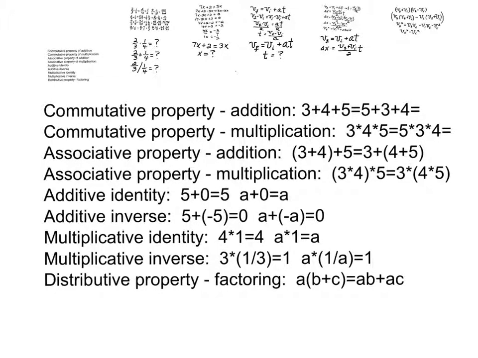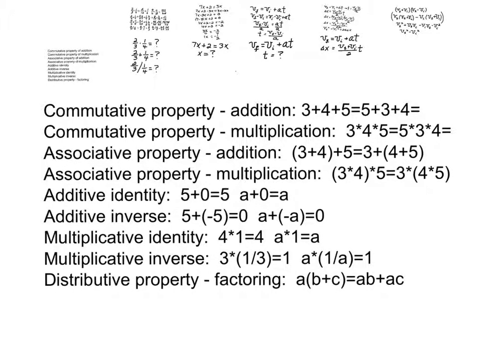Identity property we use all the time, solving equations. It's intuitive in a way. If you add 0 to any number, you get the identical thing. 5 plus 0 is 5, a plus 0 is a, x plus 0 is x. The additive inverse: if you want to eliminate something from one side of the equation, you add the additive inverse. So if you have a 5 and you add a negative 5, you'll get a 0. And in a general sense, a plus or minus a gives you a 0.